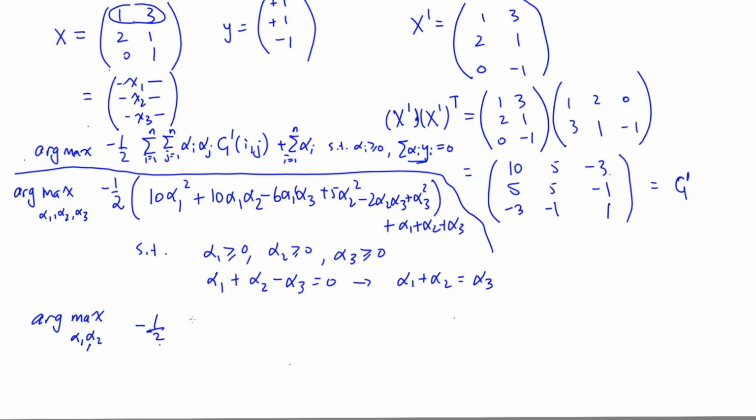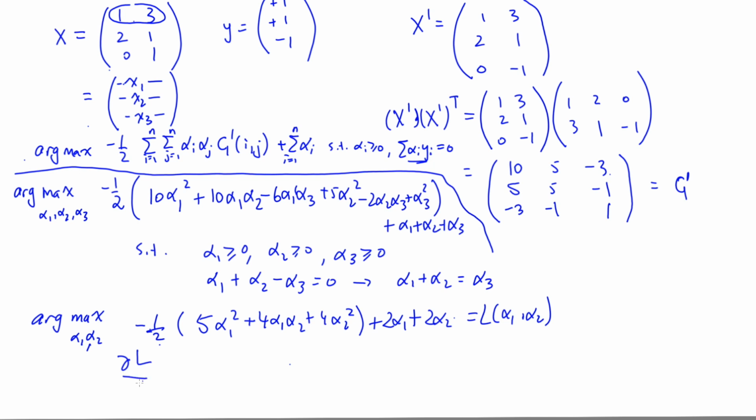So after some simplification, which is pretty straightforward, you'll get 5 alpha 1 squared plus 4 alpha 1 alpha 2 plus 4 alpha 2 squared plus 2 alpha 1 plus 2 alpha 2. Okay, so this is our Lagrangian, and we can basically take derivatives. So let me call this L of alpha 1, alpha 2.